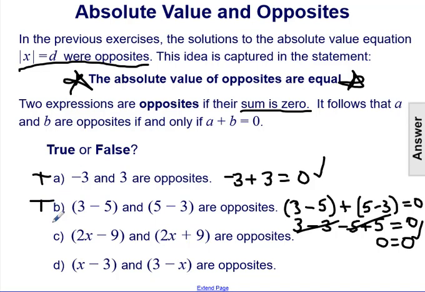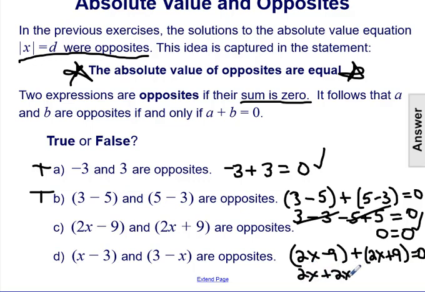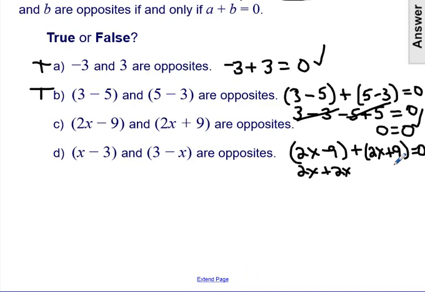It's true. Let's look at C. We have 2x minus 9 and 2x plus 9. So let's see, 2x minus 9 plus 2x plus 9, and let's see if that equals 0. Well, 2x plus 2x, if I move my terms around, and negative 9 plus 9. Well, negative 9 plus 9 is 0, but 2x plus 2x is 4x. And 4x does not equal 0, so these are not opposites. C is false.